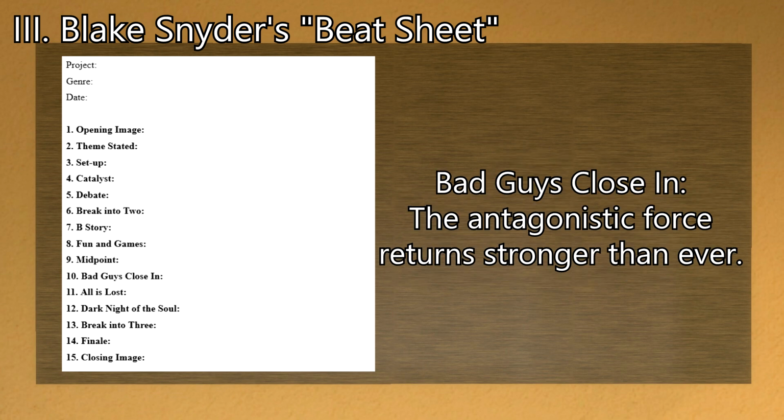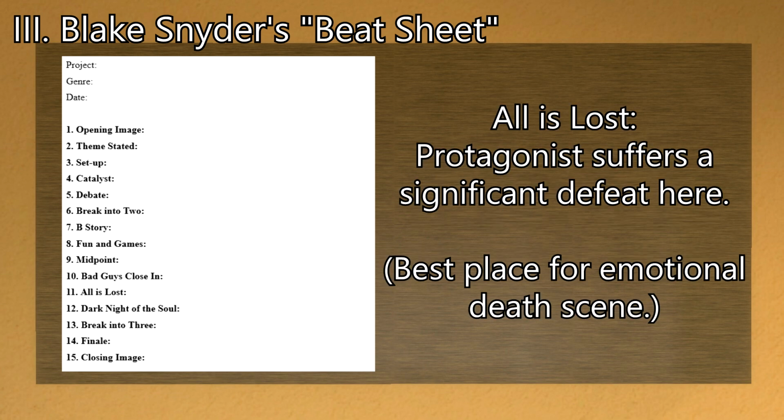That starts with this step. Bad guys close in is when the antagonistic force that was thought to be handled in the midpoint is revealed to still be present, and they have a victory here. Your protagonist is going to have to back down a little to reorient themselves. The all is lost moment is when that doesn't work.